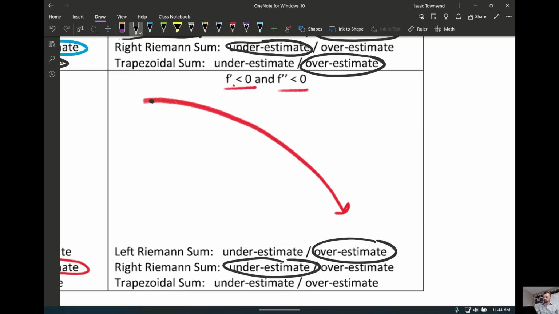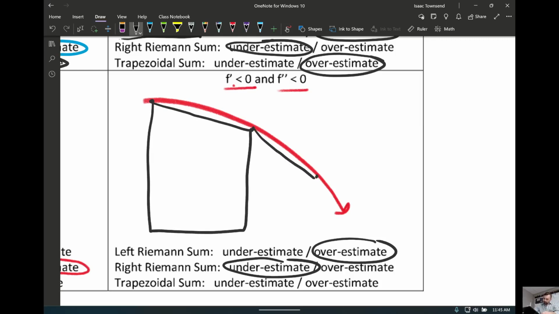And then trapezoidal, again, it might help if you just make one or two big trapezoids to help you see, but that was also an underestimate. You guys okay with those three?